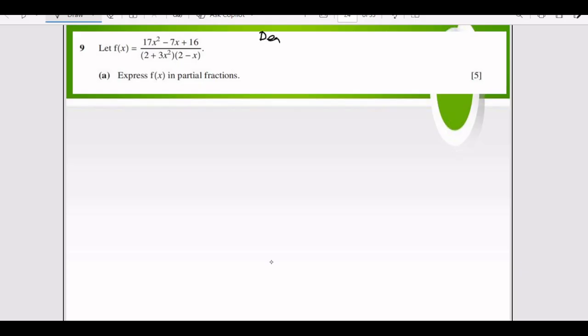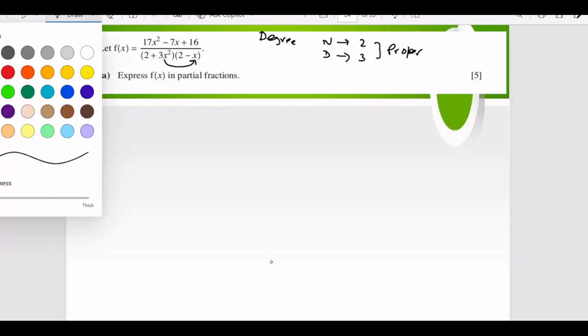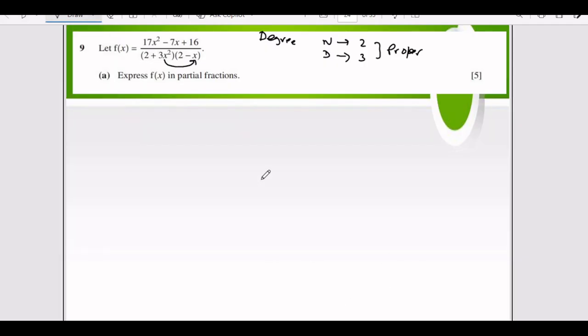Now the first thing that we see, as I told you before, is the degree. The degree of the numerator here is 2 and the denominator is going to be 3, x squared times x becomes 3. So it is a proper fraction, so we do not have to divide. For the denominator part, let me rewrite first: 17x squared minus 7x plus 16 over (2 plus 3x squared) times (2 minus x). Now recognize the denominator.